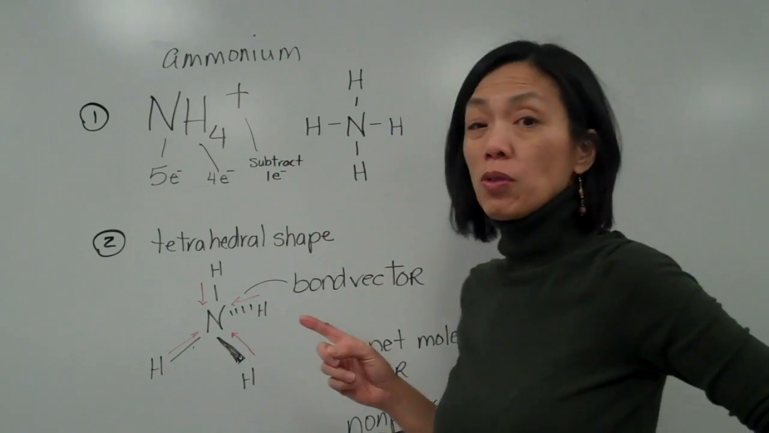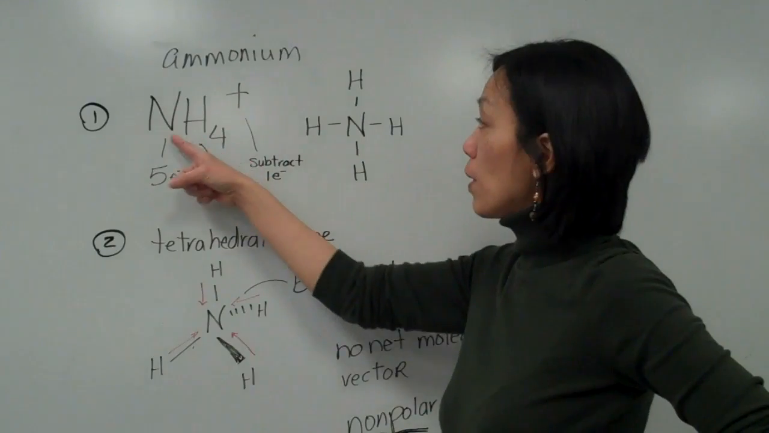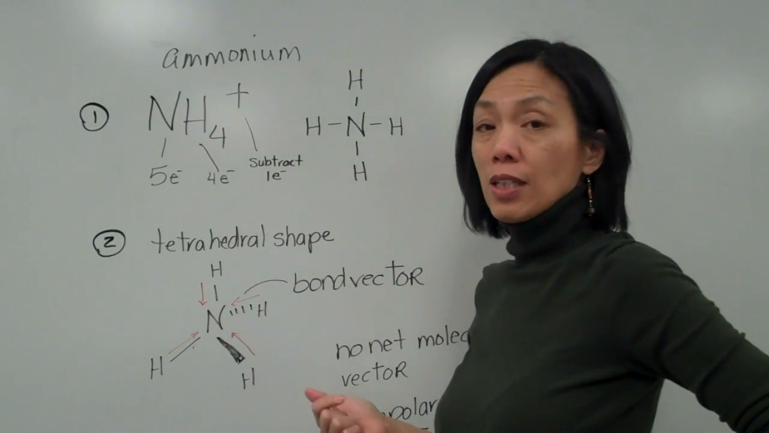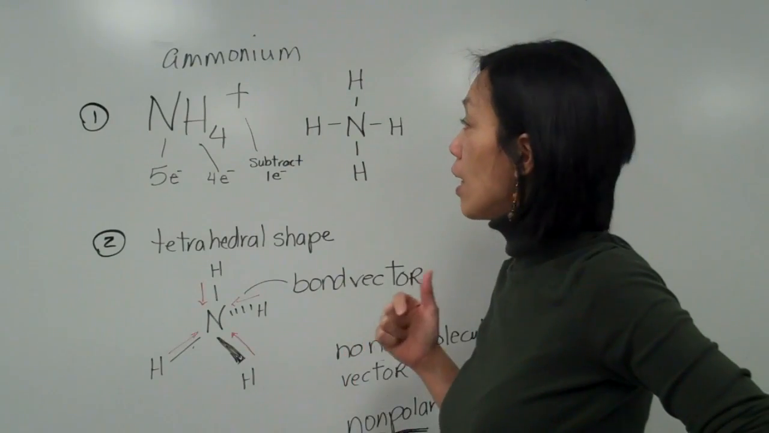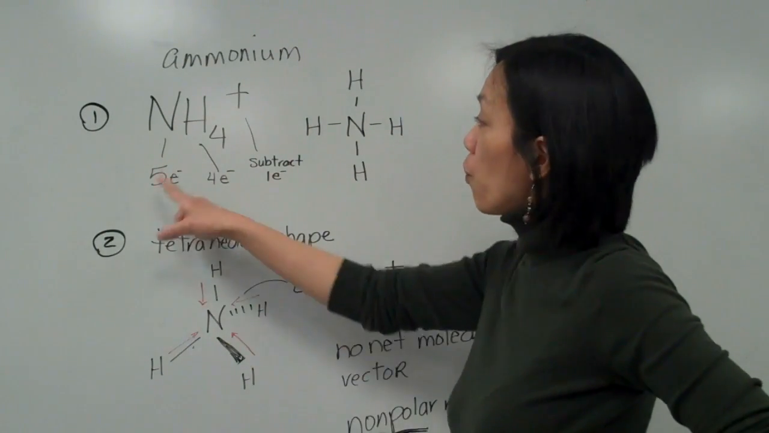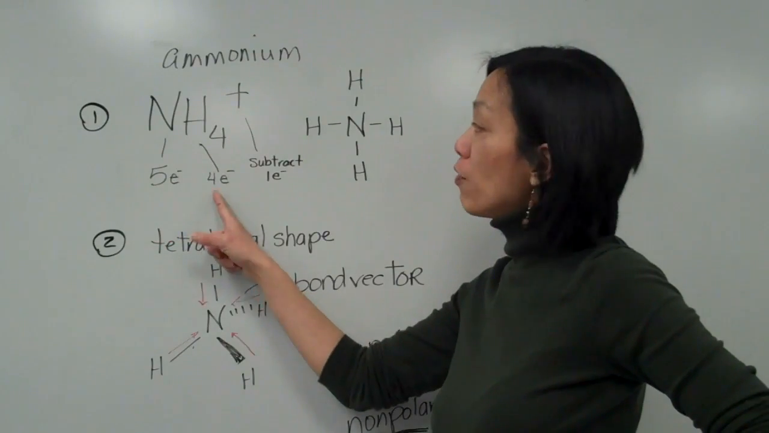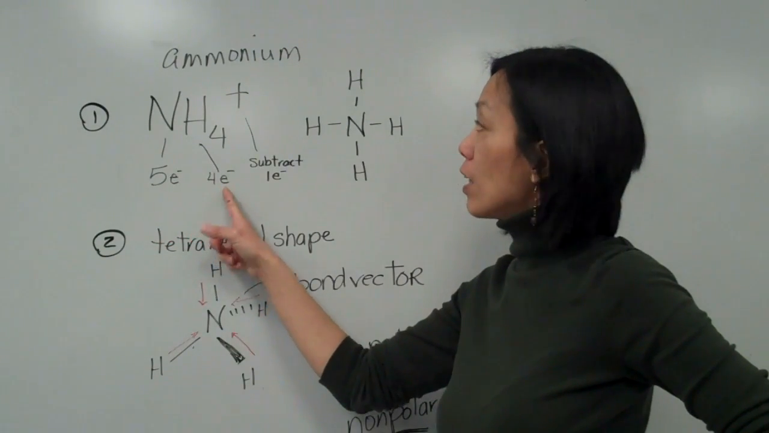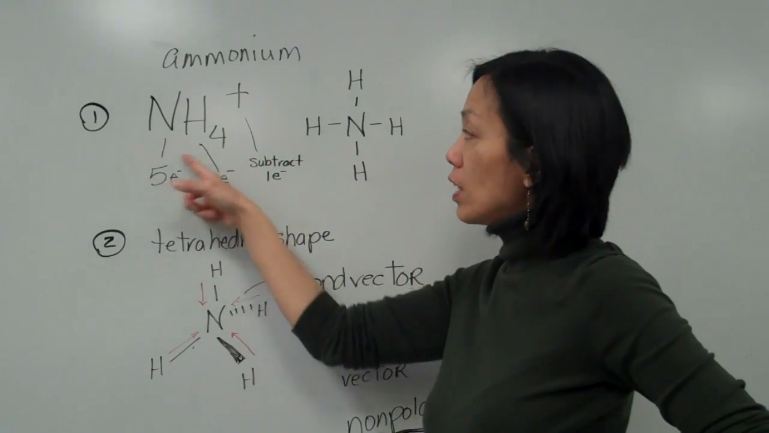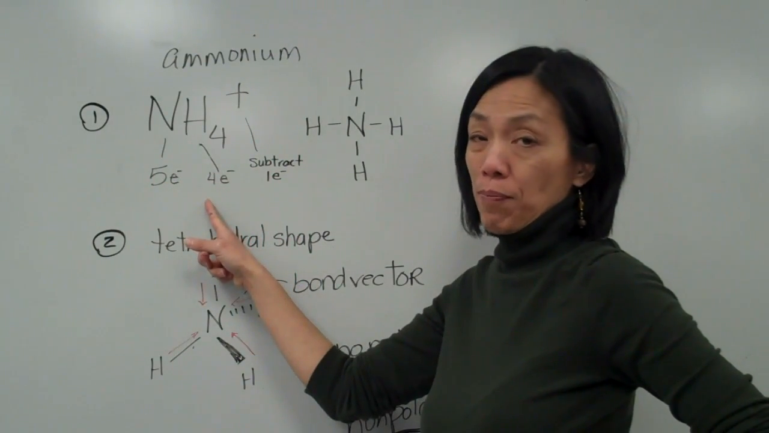All right, well, first you have to look at the formula. So NH4 positive. NH4 positive indicates that it has all valence electrons minus 1. So 5 from the nitrogen, 1 from each hydrogen, and then finally the positive ion indicates that you need to take one of these 9 valence electrons away.